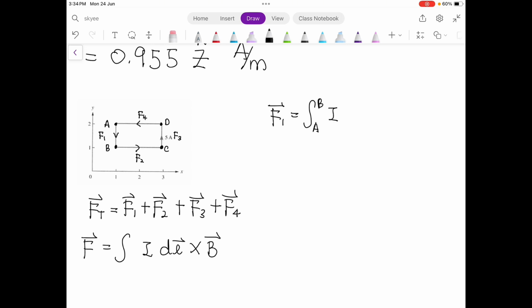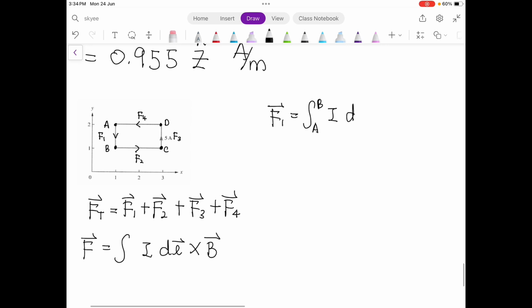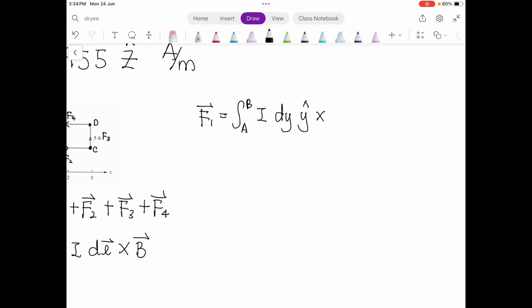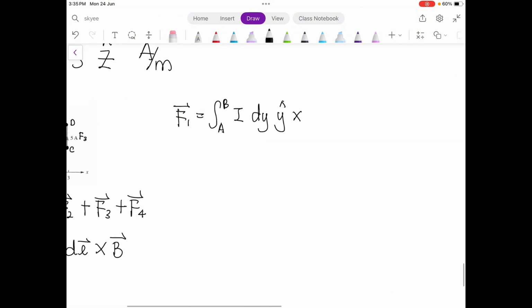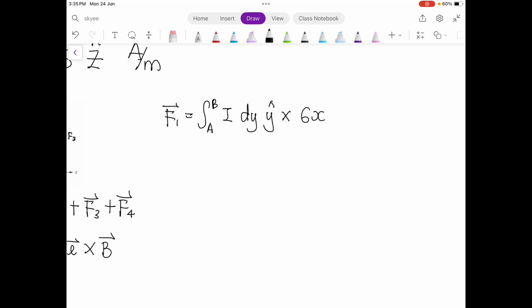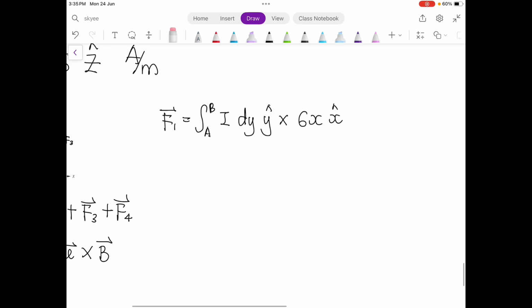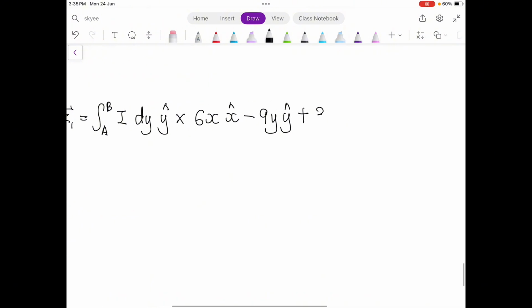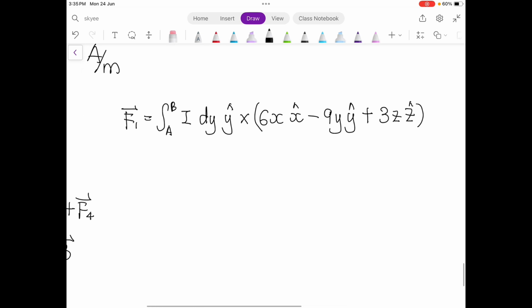Okay, the current element has length depending on dy and y, and it is cross product with B. B is 6x minus 9y plus 3z. So we are going to perform the cross product between this dl and B.